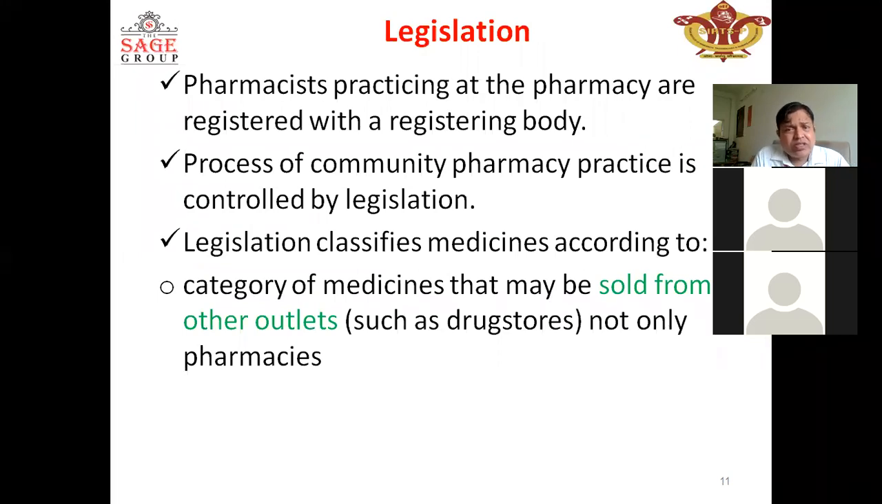Now, legislation is an important thing. Earlier, I told you, pharmacists practicing at the pharmacy are registered with a registering body. The process of community pharmacy practice is controlled by legislation. The legislation classifies medicines according to the category of medicine that may be sold from the outlet, such as a drugstore, not only the pharmacy. That is also regulated by some legislation.